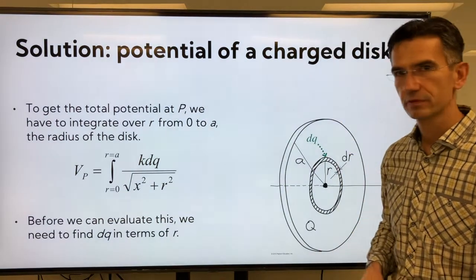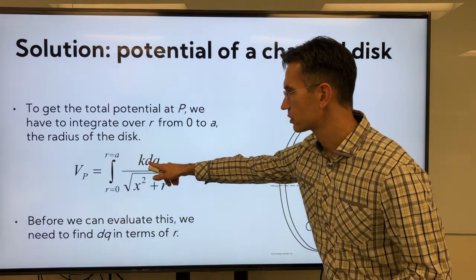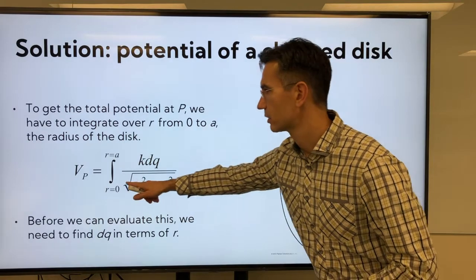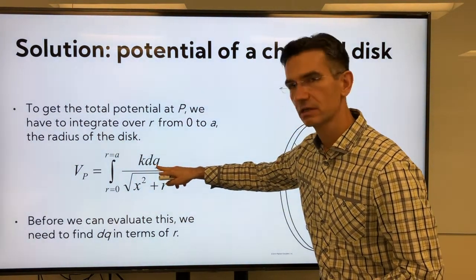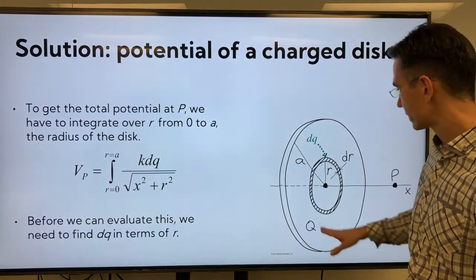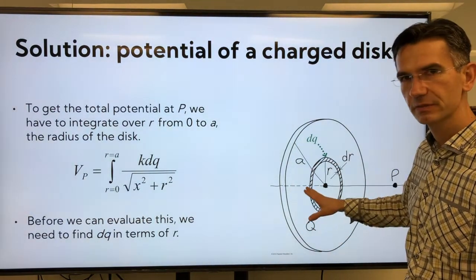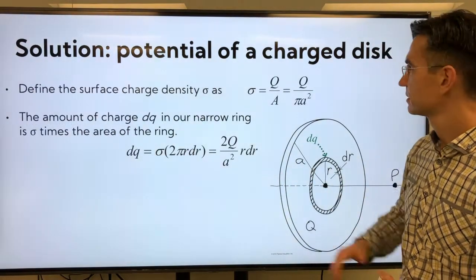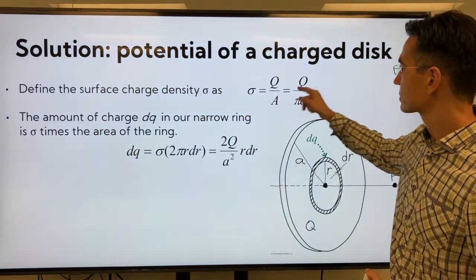Now we have a little bit of a complication here. Our integration variable is q, so we have dq, but we're integrating over radius. So we have to somehow express dq in terms of r. We are given the total charge on the disk, and we are also given the area of the disk because we know its radius. So we can get its surface charge density, call that sigma. It is the total charge on the disk divided by the area, so it's Q over pi a squared.